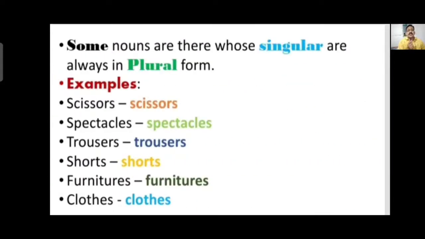Now, some nouns are always in plural form. Means some nouns we'll see today remain in plural form. You can see scissors ending with S, plural also scissors, same spelling. Spectacles ending with S, spectacles plural also spectacles. Trousers, trousers. Shorts, short pants, shorts, shorts. Furniture, clothes. All these singular nouns have the same spelling as the plural. So in both cases, singular and plural have the same spelling ending with S.